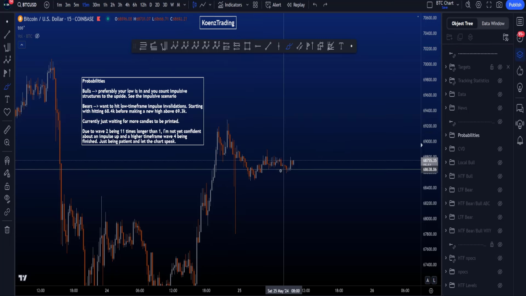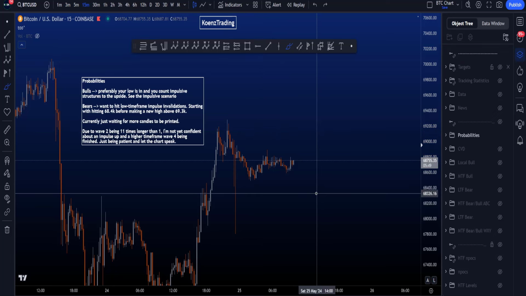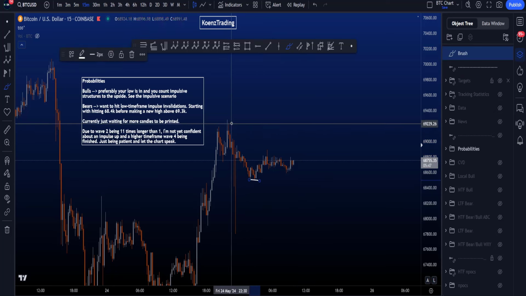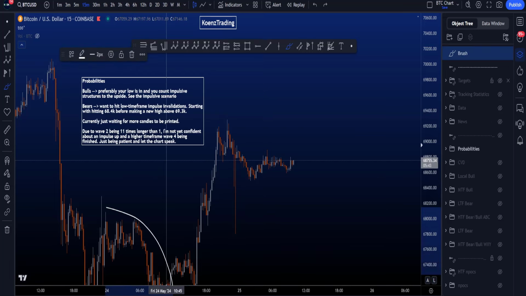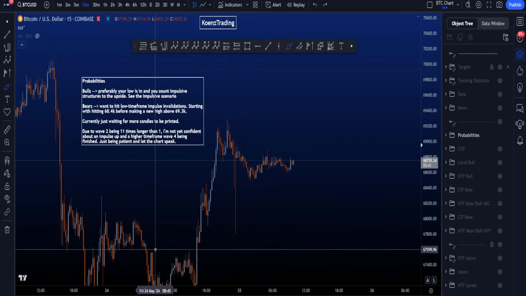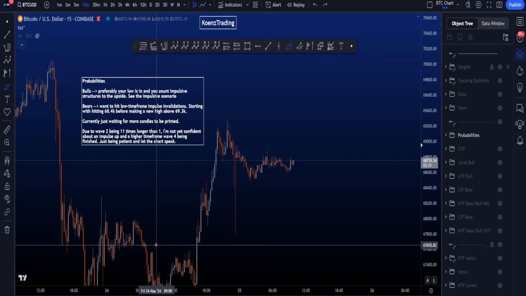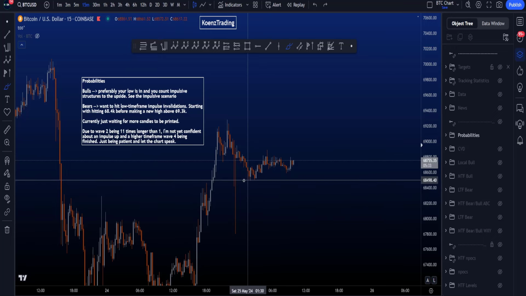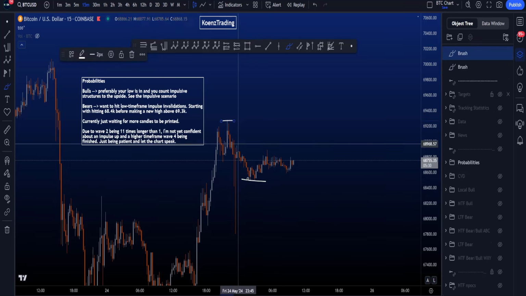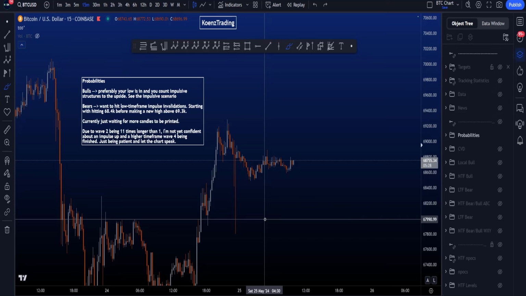Currently simply waiting for more candles to be printed here to get some more clarity about what direction price wants to go. And it is something to note that due to wave 4 being 11 times longer than wave 1, I'm not yet fully confident about an impulse to the upside on the higher time frame with a wave 4 already being finished. Just being patient, let the chart speak, see if we take this low or the high here first, and then we take it from there, right?